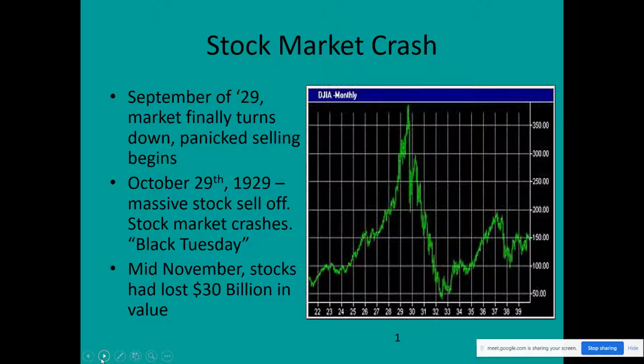The stock market crashed. September of '29, the markets finally turned down. Panic selling begins, and on October 29th, 1929, massive stock sell-off. The stock market crashes, which becomes known as Black Tuesday. By mid-November, stocks had lost $30 billion in value.